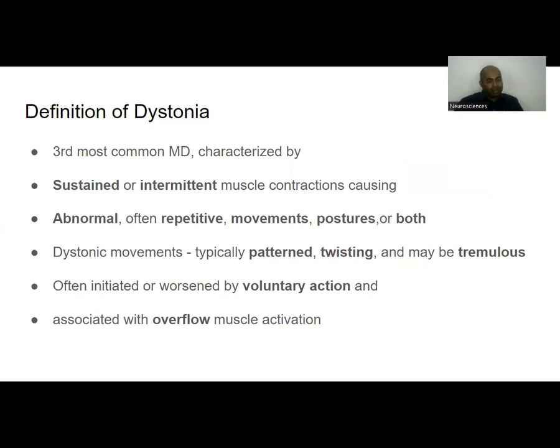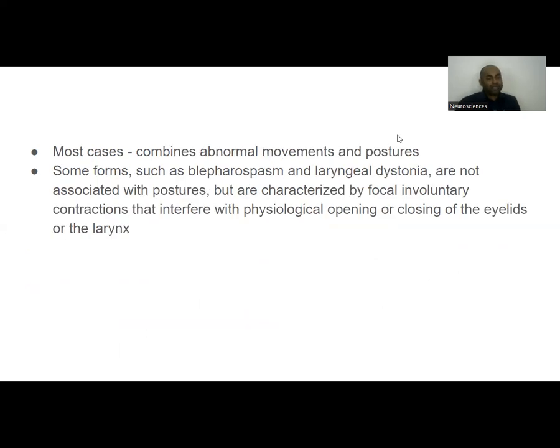The dystonic movements are typically patterned, twisting, and may be tremulous. It's often initiated or worsened by voluntary action and is associated with overflow muscle activation. I'll be showing you videos of all these points. Most cases will have combinations of these abnormal movements and postures. There are some exceptions. Blepharospasm and laryngeal dystonia are not associated with postures, but they are characterized by focal involuntary contractions that interfere with physiological opening or closing of the eyelids or of the larynx.